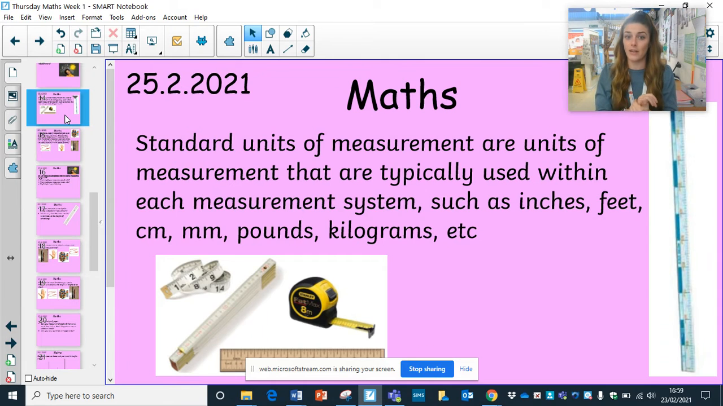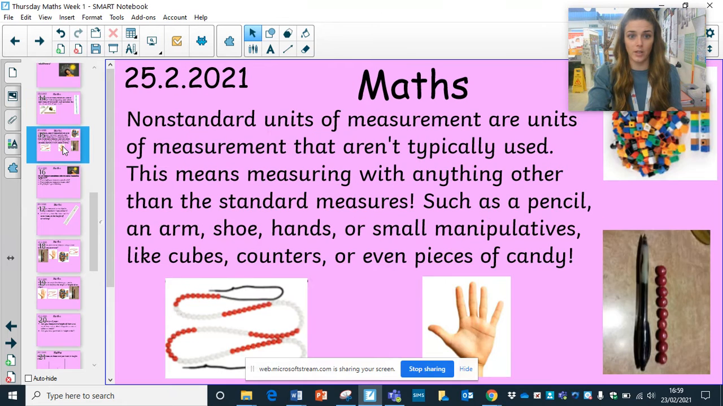Okay, so standard units or standard measurement is what everybody uses, knows, and understands. And it's the same, it's accurate. So your kilograms, your pounds as well.